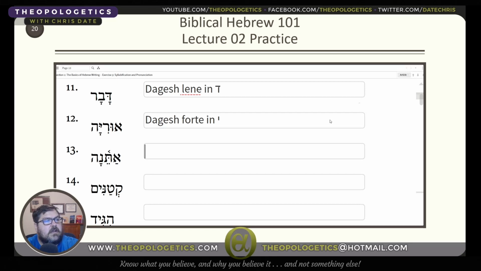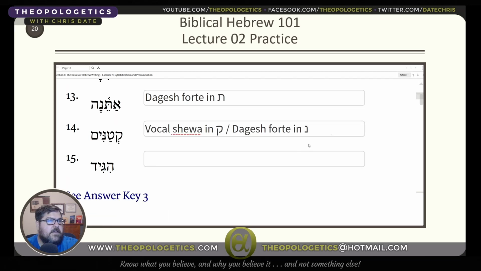Atena. We have a dagesh in the tav. That's a begad kfat consonant, and it's following a vowel sound, so we know that's a dagesh forta in tav. The vocal shava is at the beginning of the word. The shava at the beginning of the word is always vocal. And then we have a dagesh in the nun. Nun is not a begad kfat consonant, so this must be a dagesh forta.